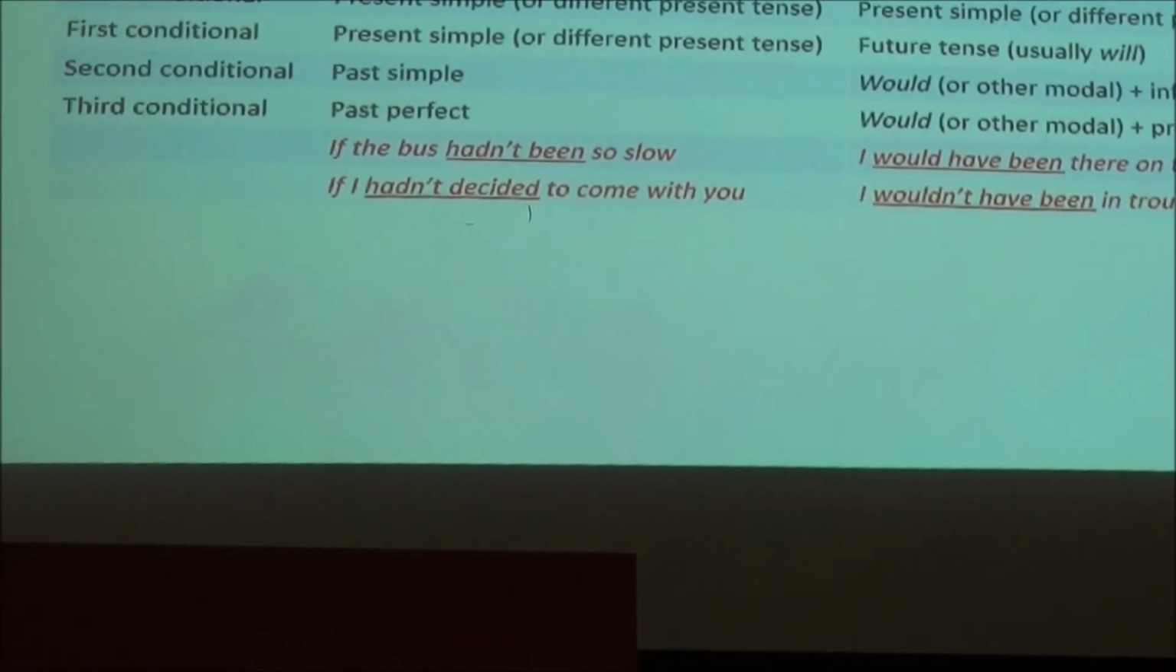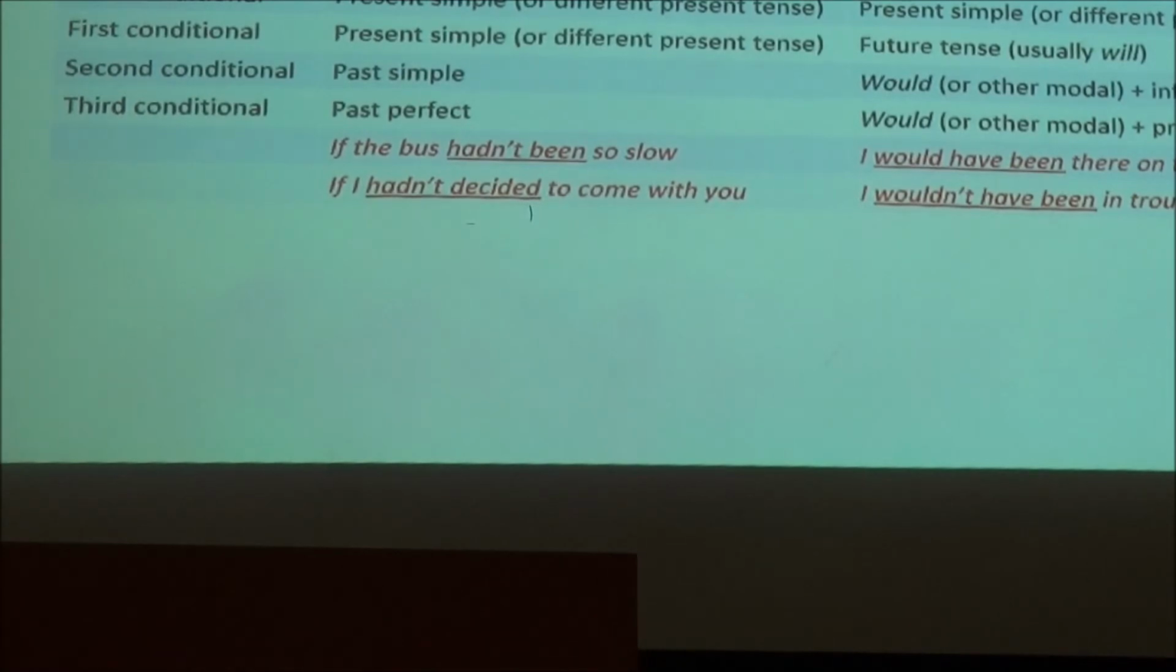This is the conditional with a past perfect in the if clause, if the bus hadn't been so slow, past perfect, hadn't been, and would or other modal plus present perfect in the result clause. I would have been there on time. If the bus hadn't been so slow, I would have been there in time. If I hadn't decided to come with you, I wouldn't have been in trouble.